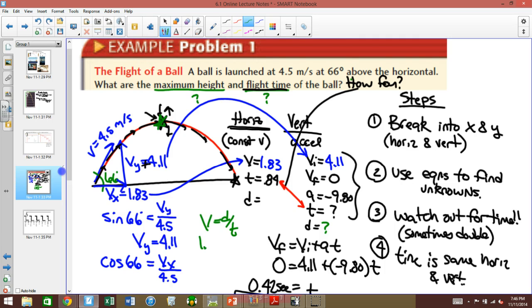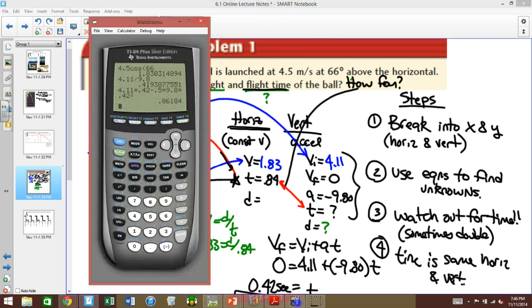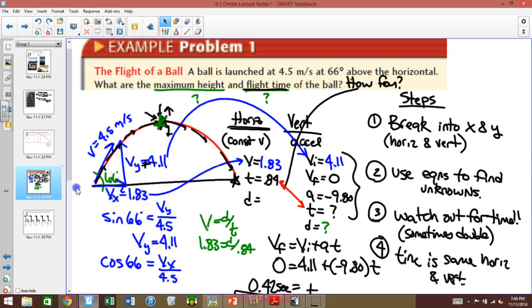My velocity being 1.83. Don't know the distance, but I take 0.84. So if I take 1.83 times 0.84, I get 1.5. This only went 1.5 meters. So now I know everything there is to know about this problem. Let's break it into its x and y components. It moves left and right at a constant speed, and it moves up and down, accelerating.